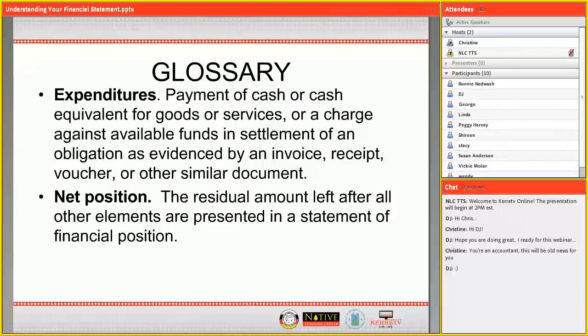Net position. It's the residual amount left after all other elements are presented in a statement of financial position. Because you're a government, you don't technically have income, but that's basically what net position would be. Think of your own home. When you balance your checkbook, whatever's left, that's your money. So just an easy way to look at it.